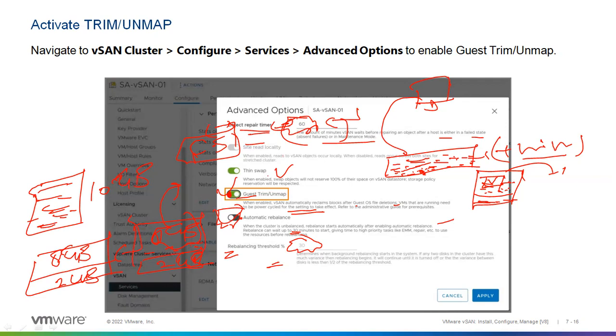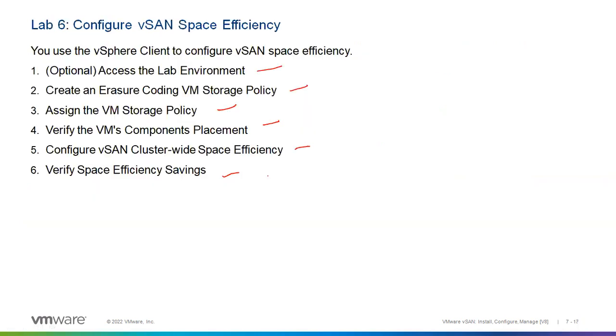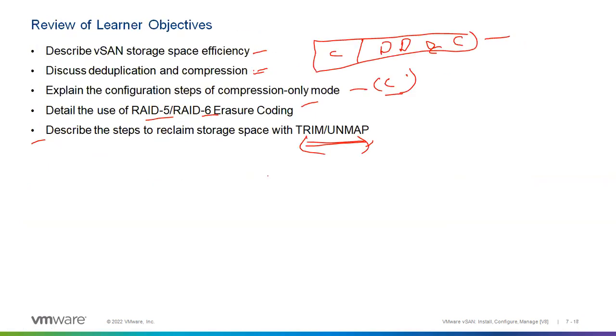So this feature came in 8.0. It is in 7.0 also, but I have not seen this option. Trim and unmap, I believe it's from 7.x, but I have to cross check it. But in 8.x, definitely you can apply it. Okay, sir.